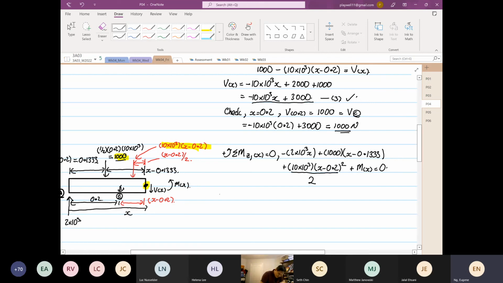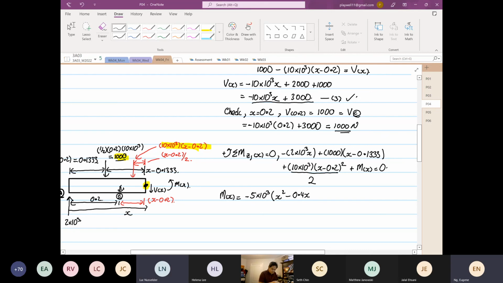So m as a function of x is equal to minus 5 times 10 to the power 3, x squared, minus 2 times 0.2, 0.4.